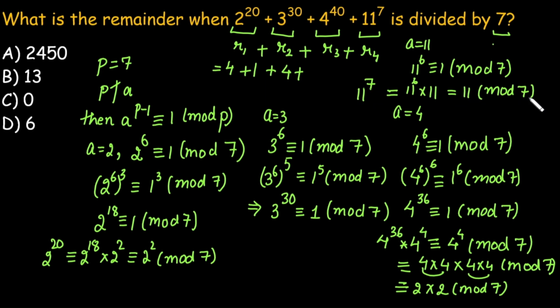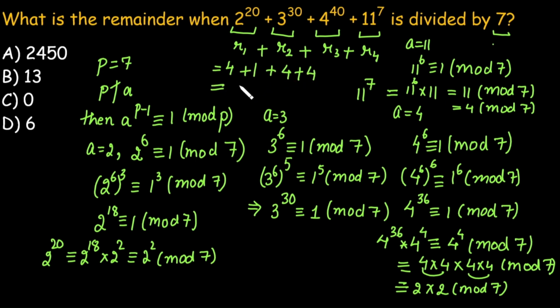Now can we further divide 11 by 7? Yes, because we will get a smaller integer in this case. 11 when divided by 7, the remainder is 4. So in this case, again we are getting a remainder of 4. What is the sum of these 4 numbers?